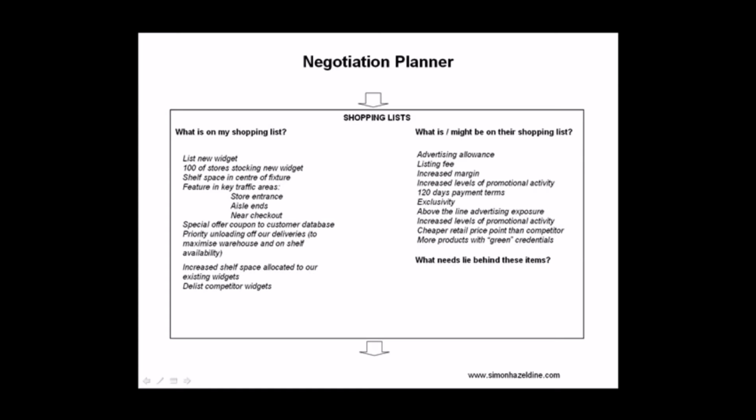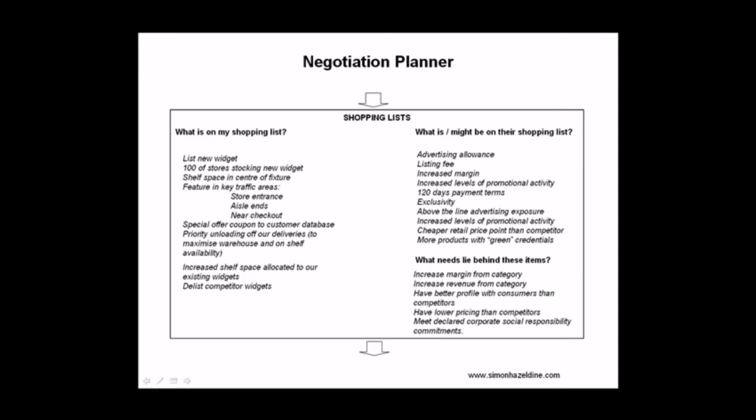They may want to extend your payment terms out to 120 days. Maybe at the moment you're getting paid within 60 days and they'd like to now make that 120. They might like exclusivity above the line, so on and so forth. So we think about the things that they may have on their shopping list, and then we think about the needs. So the needs behind these requests are likely to be increased margin, increase revenue, their ongoing campaign to have a better profile with consumers than their competitors.